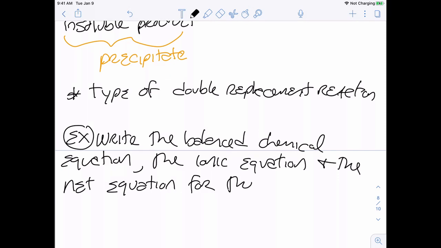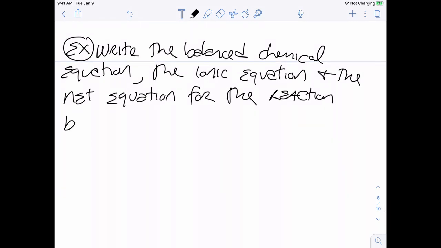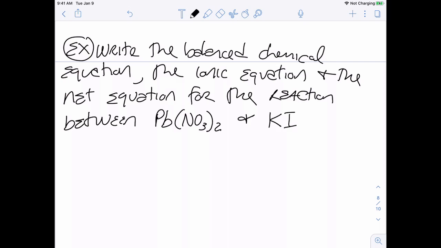So for the reaction between, and let's use lead 2 nitrate. Remember, nitrate has a -1 charge. If we have lead 2, that means lead has a +2 charge. So for my net charge on the compound to be equal to 0, I'm going to need 2 nitrates for every 1 lead, and potassium iodide. So potassium has a +1 charge, iodide has a -1 charge, so one of each when I put them together.